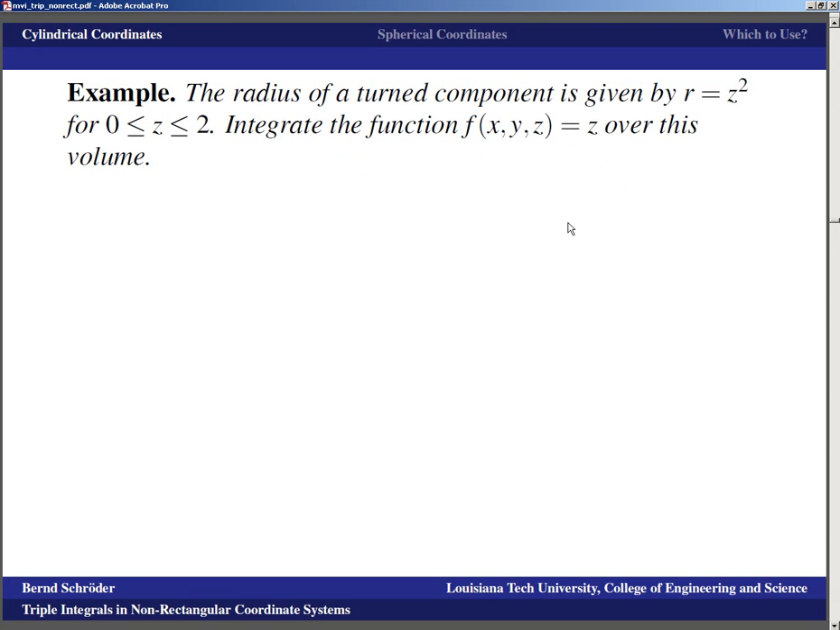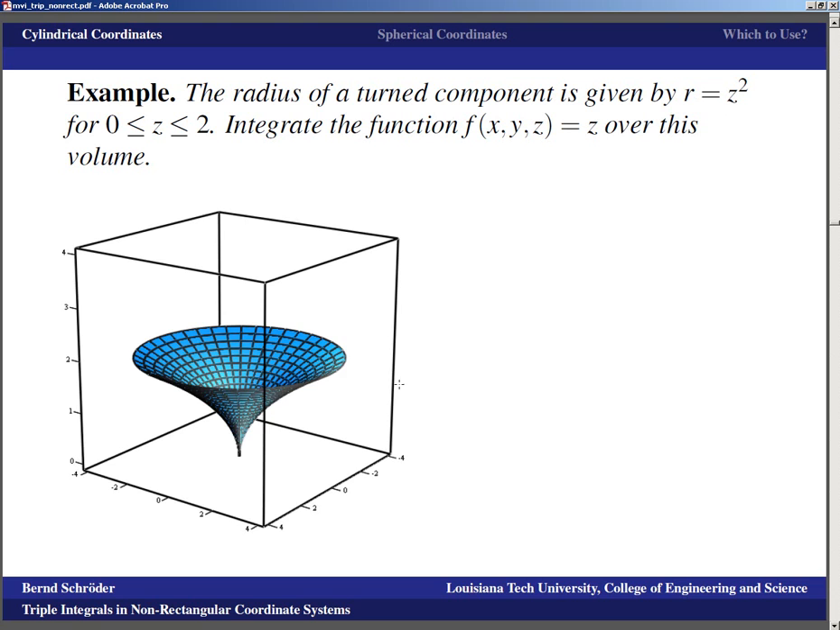Here's, of course, where the visualization is really important. R equals z squared. If you graph z versus r, then z is square root of r. So this is not a paraboloid. This is actually something that has a very sharp tip. It's an object that looks like this. This is r equals z squared. Here's the plane z equals 2. That's where the object is capped off. So it's like a very sharp spinning top type thing.